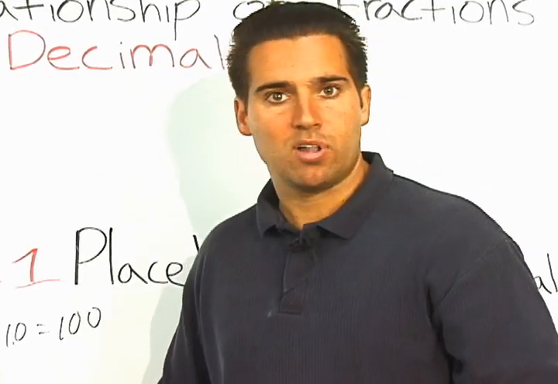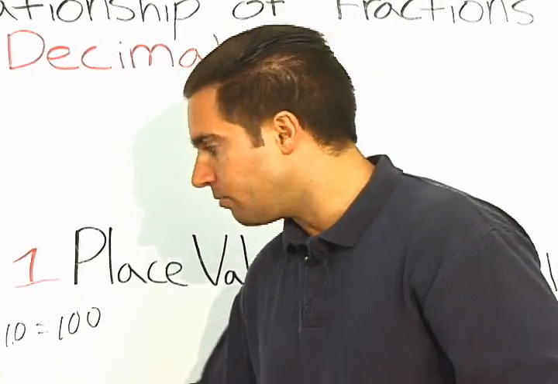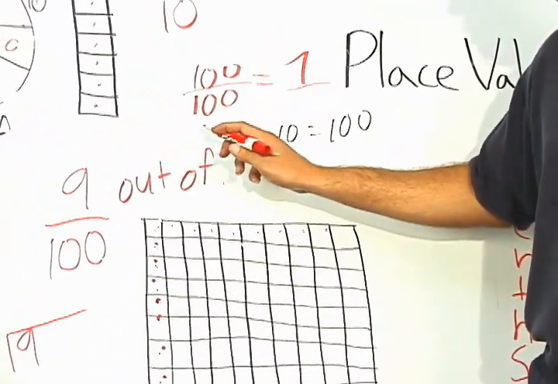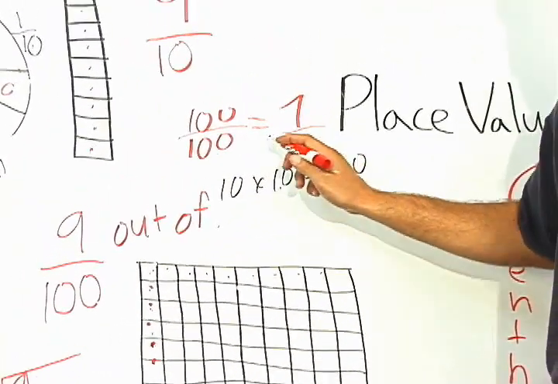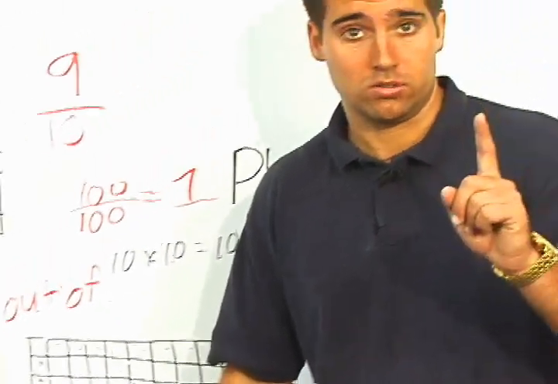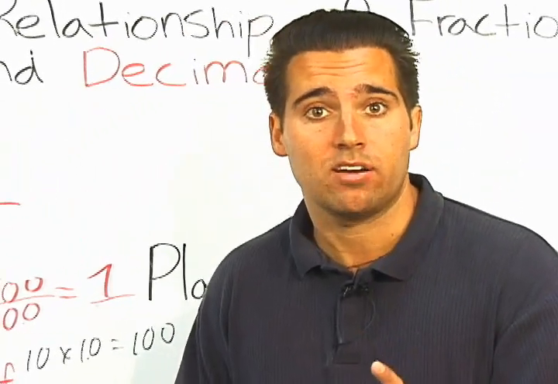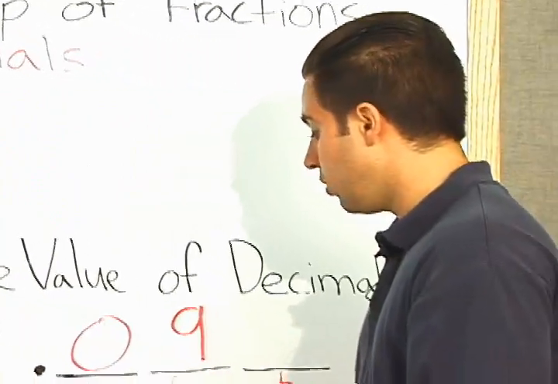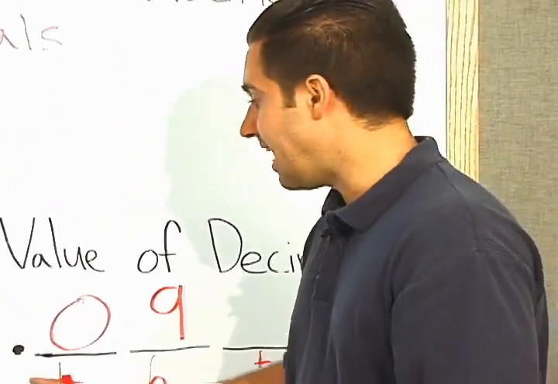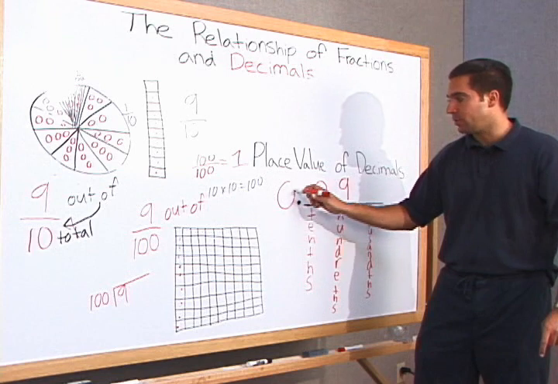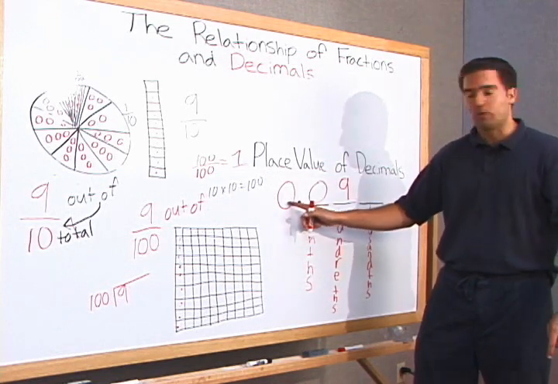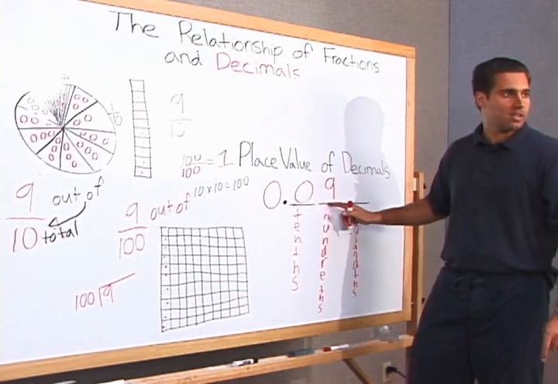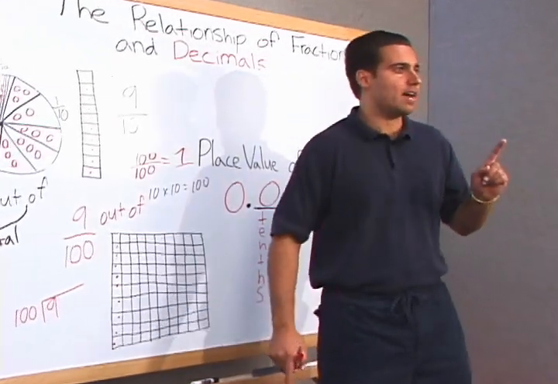Remember the key point. If every single block has that red dot, we would have 100 out of 100, which would equal 1 whole. But we don't have that. We have less than 1. 9 hundredths is less than 1. There would be a 0 here, so you can see that. We don't have a 1 there. It's 0.09, less than 1.